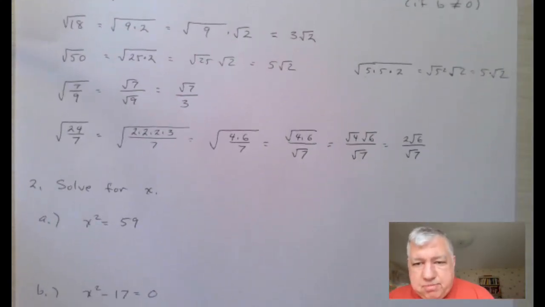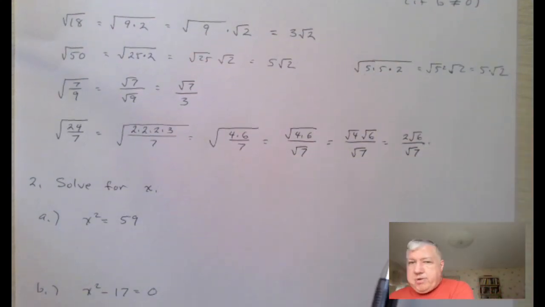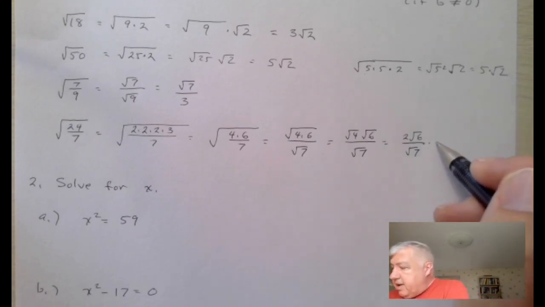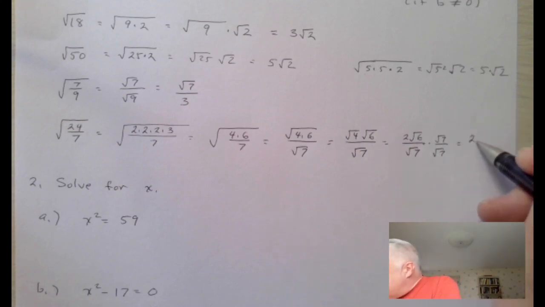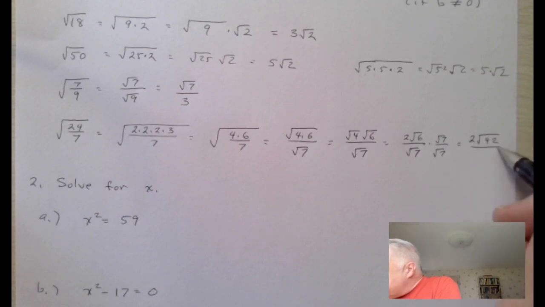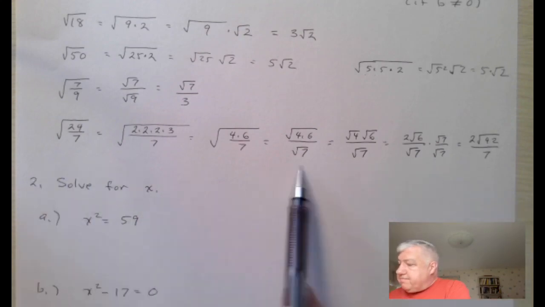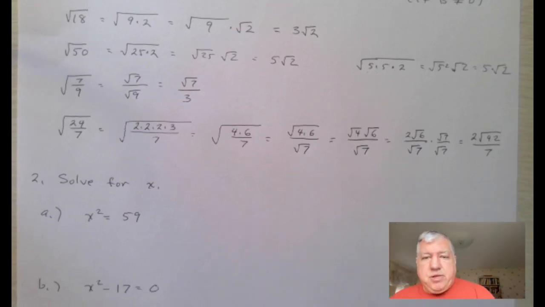And just between you and me, it would be okay if you left it like this, but sometimes they want you to rationalize the denominator. If you have a square root in the denominator, you'd like to get rid of it, and you can do that by multiplying and dividing by the square root of 7. So this would be 2 times the square root of 42 over 7. I don't know if this is actually any nicer than this, but I'd accept either one. But when you're doing these problems online, pay close attention to the directions, because they might not want you to have any square roots in the denominator.